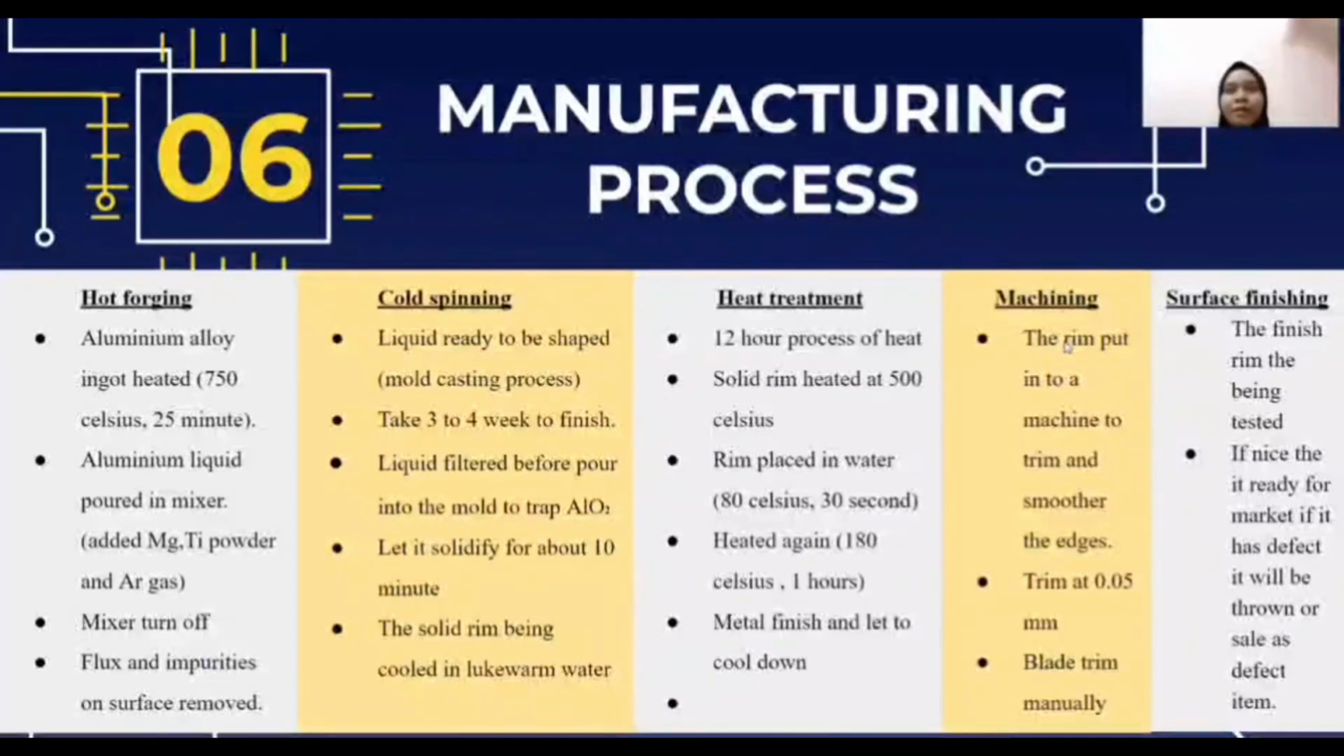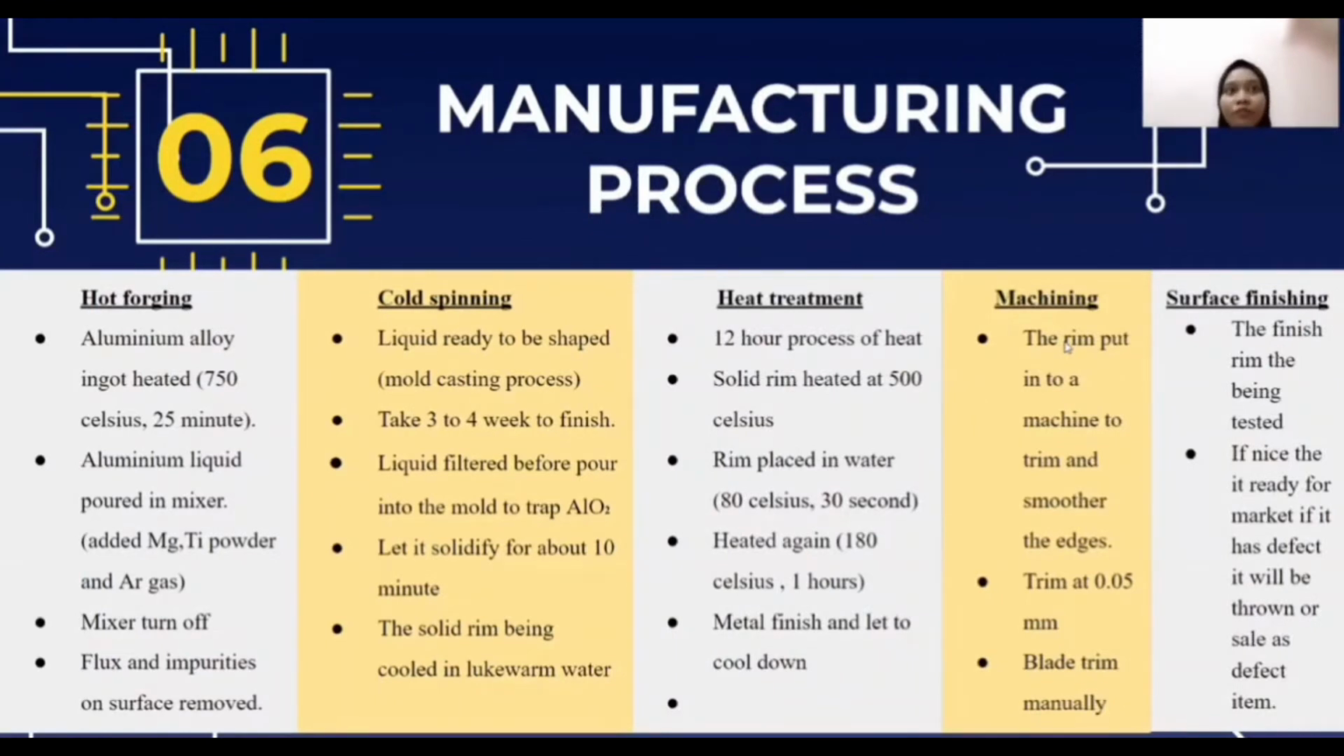Now, IMMA1983 will continue to explain about the manufacturing process. This manufacturing process of a rim consists of 5 main processes, which are hot forging, cold spinning, heat treatment, machining, and also surface finishing. I will explain one by one. Start with the hot forging process.